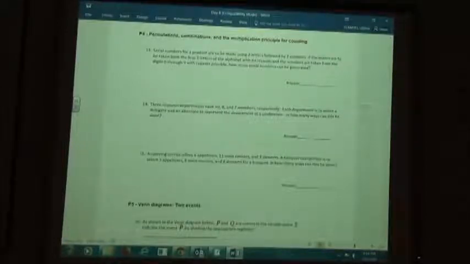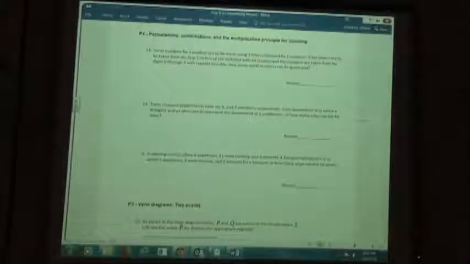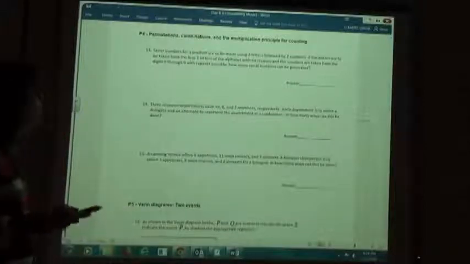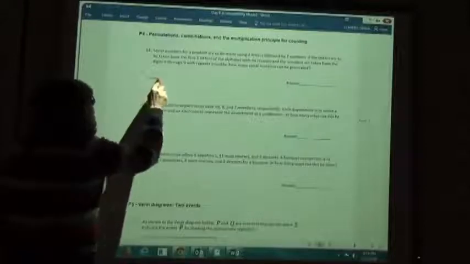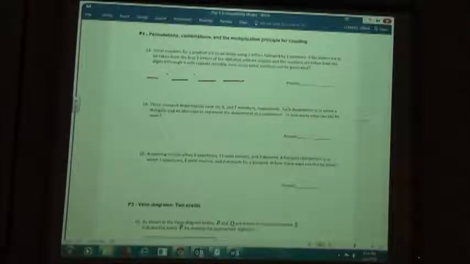First one is actually going to be our multiplication principle for counting. Serial numbers for a product are to be made up of 2 letters followed by 2 numbers. If the letters are to be taken from the first 7 letters of the alphabet with no repeats, and the numbers are taken from the digits 0 through 9 with repeats, how many serial numbers can be generated? So the fundamental counting principle just says if I take the number of ways of each of those possibilities times each other, I'm going to get the total number of ways I can get my combination.